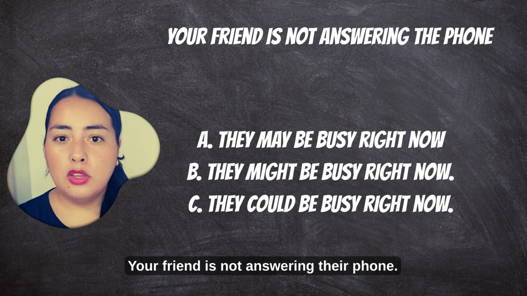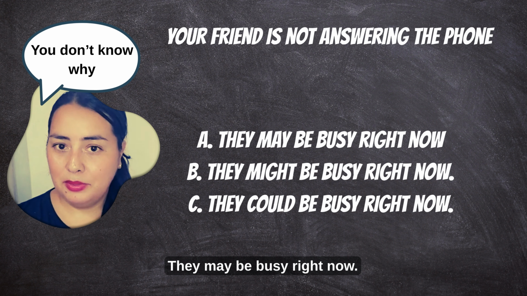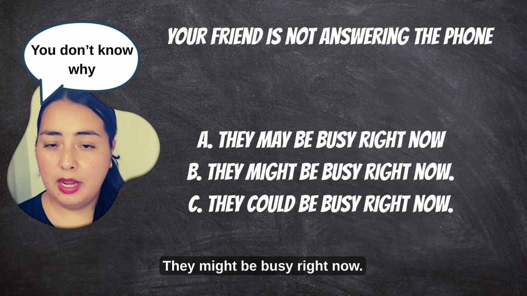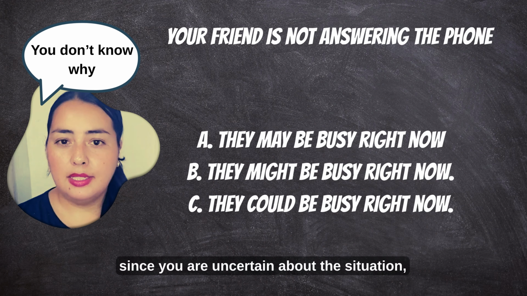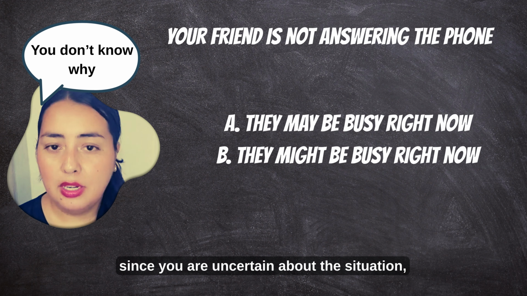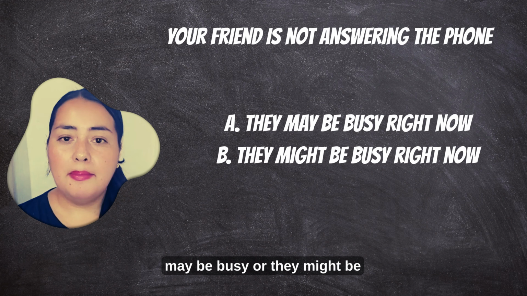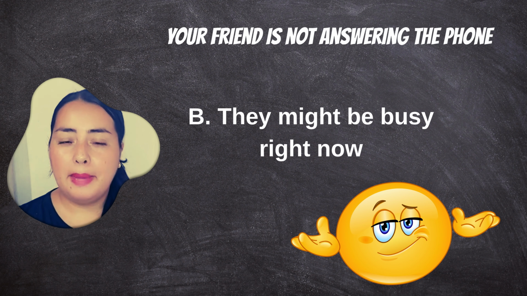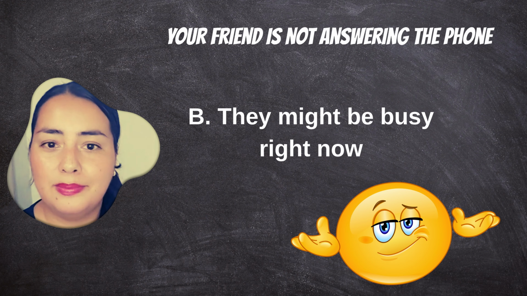Third situation, your friend is not answering their phone. What do you say? They may be busy right now, they might be busy right now, or they could be busy right now. In this case, since you are uncertain about the situation, then it's best to use they may be busy or they might be busy. Just remember that might has a higher unlikeliness of happening or being true.